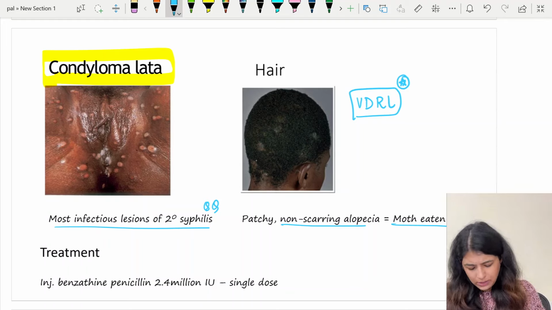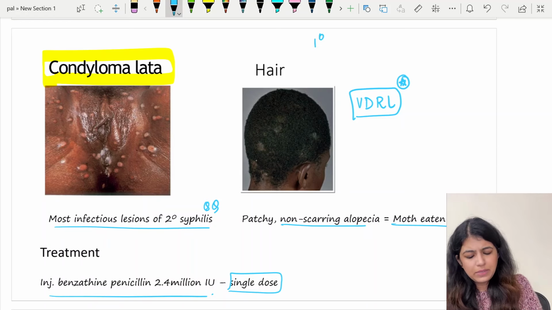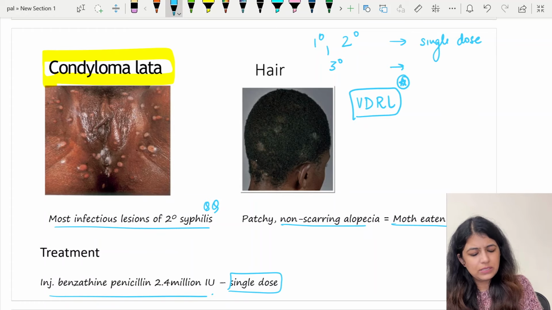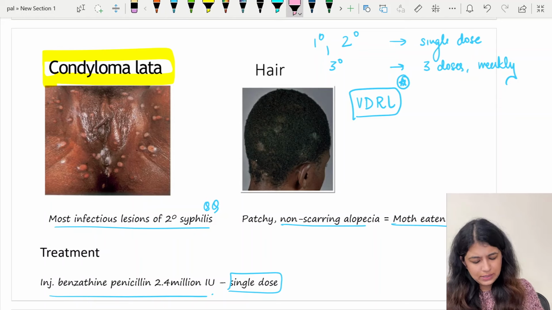Now, treatment is a single dose of injection benzathine penicillin 2.4 million international units. So in primary syphilis as well as secondary syphilis, you give a single dose of penicillin, while in tertiary syphilis we give 3 doses 1 week apart. So remember, in secondary syphilis also there is a single dose of injection benzathine penicillin that is given.